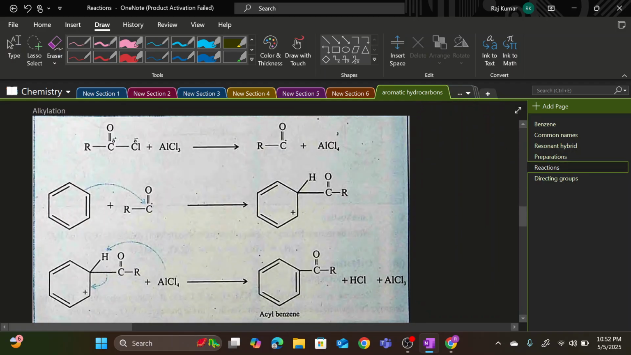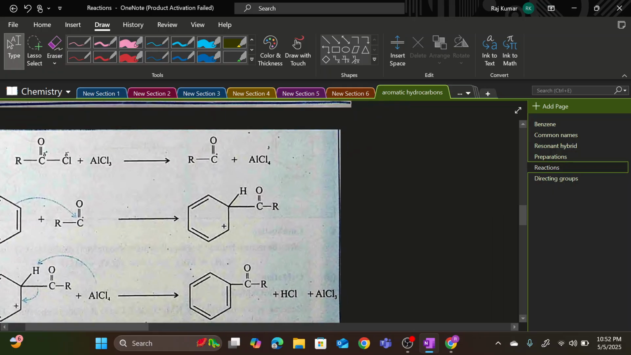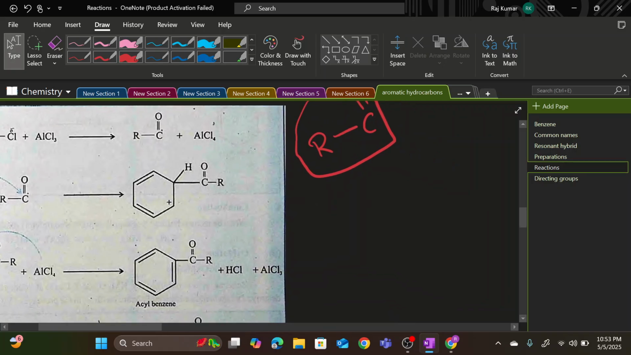Now there's something different with the acyl group. Acyl group is pretty similar. First, we need to understand what an acyl group is. Acyl group is this. This is an acyl group. Now we need to understand what we actually use for this. Again, we are going to use a Lewis acid as the common thing, aluminum chloride.